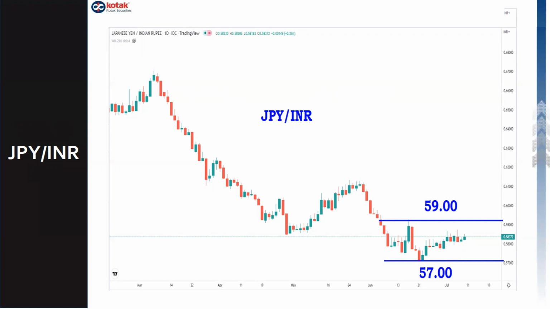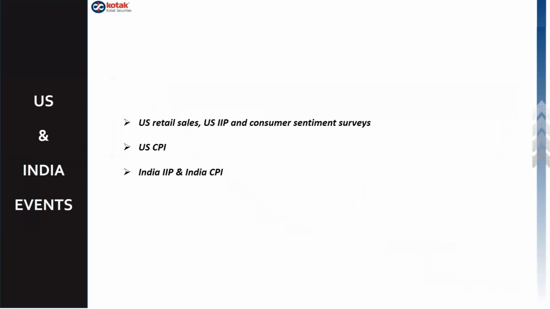What is the trend in the USD/JPY? When USD/JPY is going up, yen INR will fall, and when USD/INR is going up, yen INR will rise. So with USD/JPY, yen INR is inversely related. With USD/INR, yen INR is directly related. Keep that in mind. Now, finally, let's complete the upcoming data with the US and the India events.